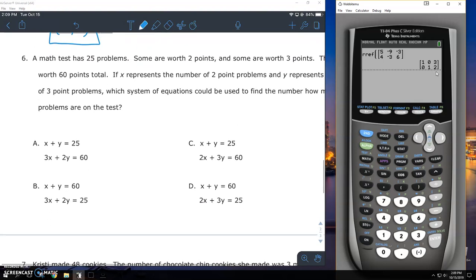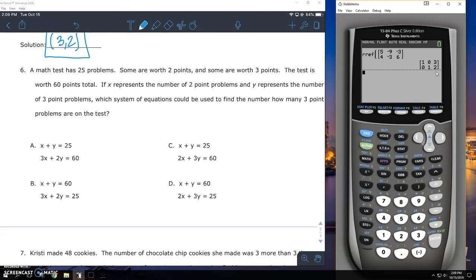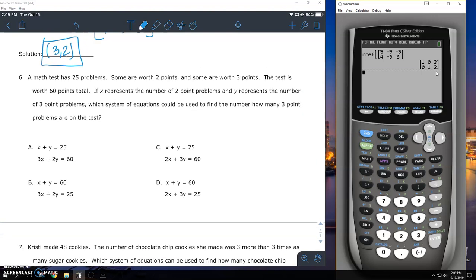Number 6, a math test has 25 problems. Some are worth 2 points and some are worth 3 points. The test is worth 60 points total. If x represents the number of 2-point problems and y represents the number of 3-point problems, which system of equations could be used to solve to find the number of how many 3-point problems are on the test? So again, we're not solving this one, but we're showing which equations could be used to solve.